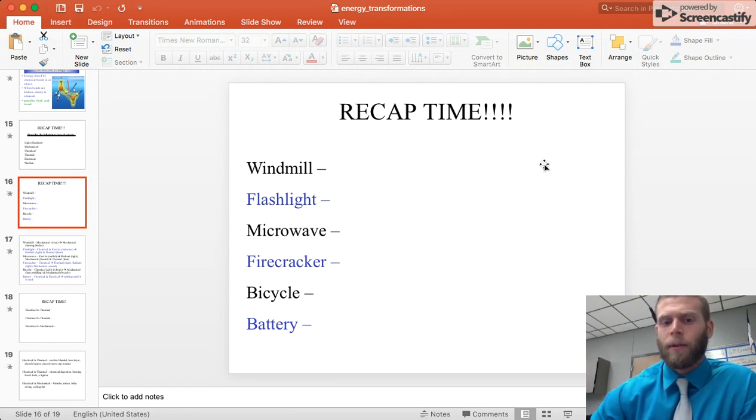And then what does it transform into? Flashlight, same thing. Microwave, firecracker, bicycle, and battery. So what type of energy does it start off as, and what does it transform into as it's being used? So go ahead and pause the video now, write that down on your paper, and then continue the video.